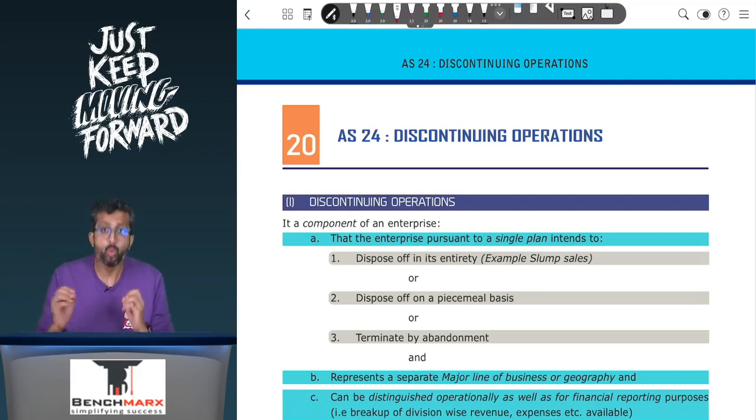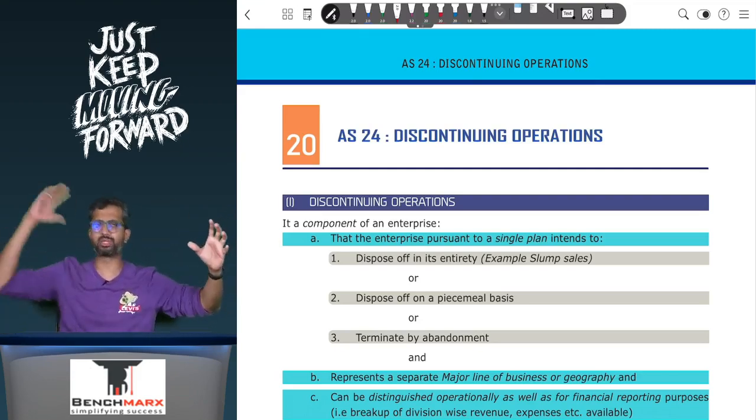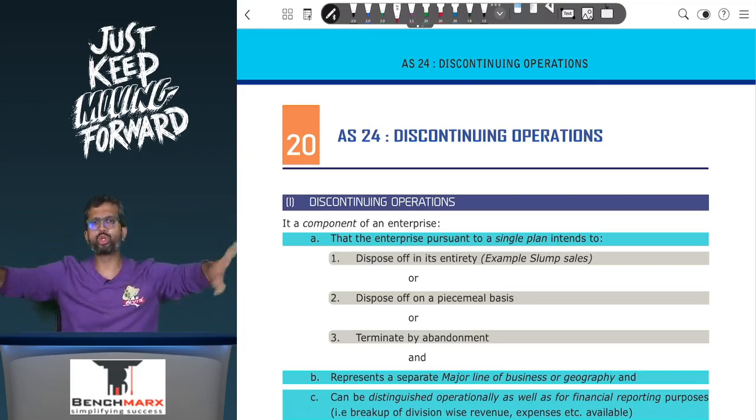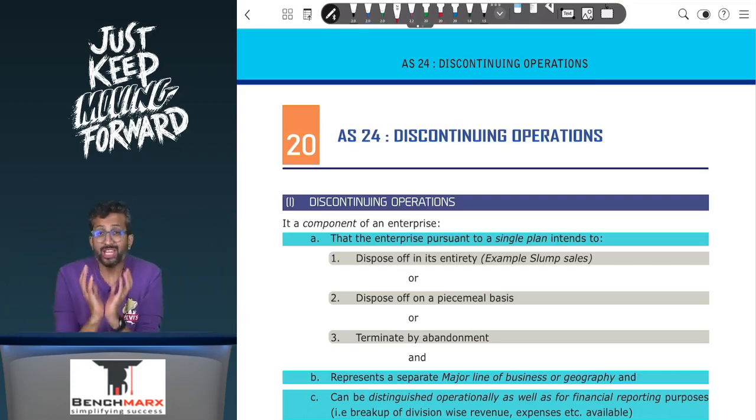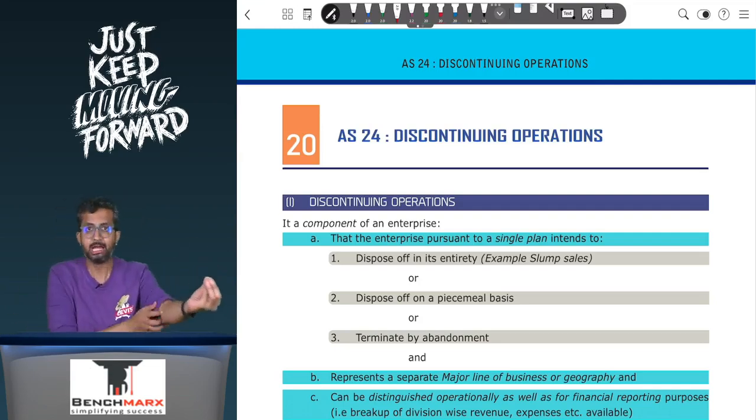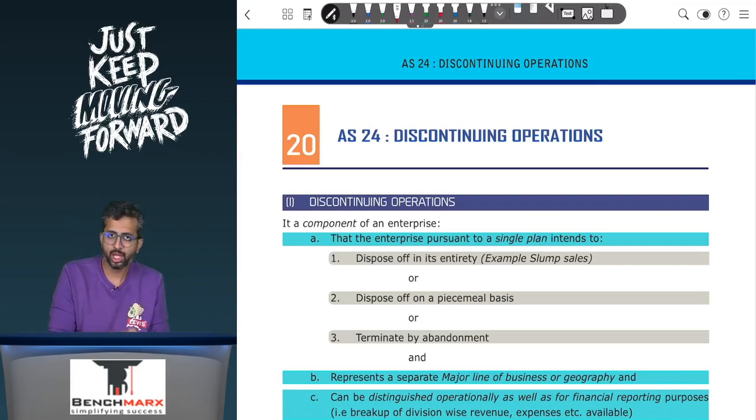So basically when I look at the discontinuing operation, this is maybe a segment or a division. For example, if I'm running three businesses, let's say I have a coaching institute, I have a restaurant, I have a CA practice. I now want to move out of my restaurant business. That sale does not happen overnight. It does take time. Even if I want to sell, let us say a flat, it takes time, and hence if I want to sell a business, it will take time. So if I want to move out of the restaurant business, that is a division, a segment, a component of the entity.